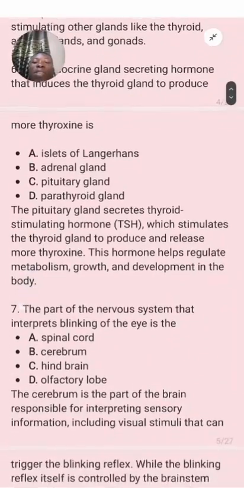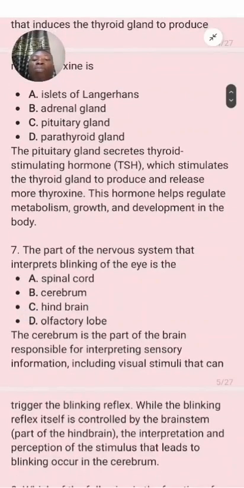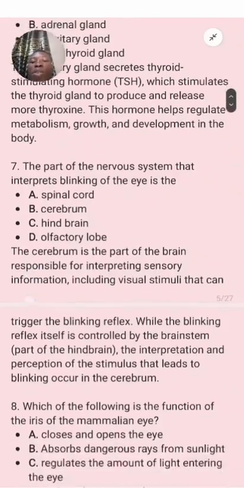Then question 7, the part of the nervous system that interprets blinking of the eye, involuntary action, blinking of the eye. So that is the cerebrum. The cerebrum is the part of the brain responsible for interpreting sensory information, like visual stimuli that can trigger the blinking reflex. Okay, so we have to pay attention to that.